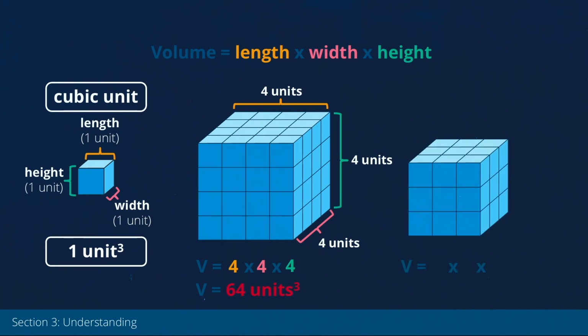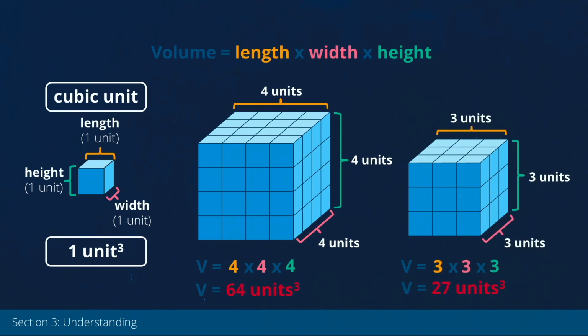Now, as we think about this cube here, I can do the same calculation. What is the length? What is the height? And what is the width? And then 3 times 3 times 3 equals 27 units cubed. It's really helpful to start with measuring cubes before we get into other solid figures. And so this would be a nice activity for students to do.